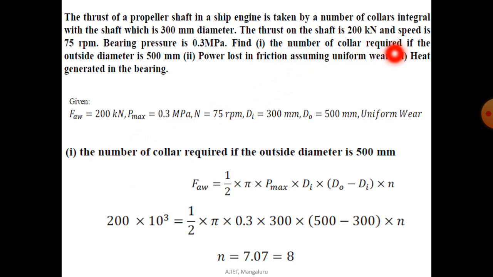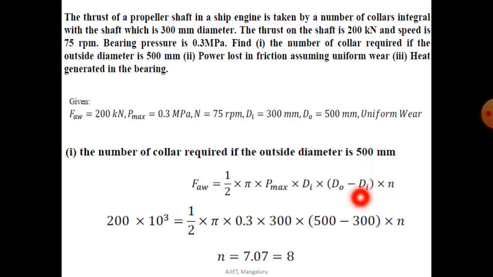Based on this we have to find out the first question, that is the number of collars required if the outside diameter is 500 millimeter. They have given the equation for axial load, that is equation number 13.9. They have given it only for a single collar, so you have to multiply with n.